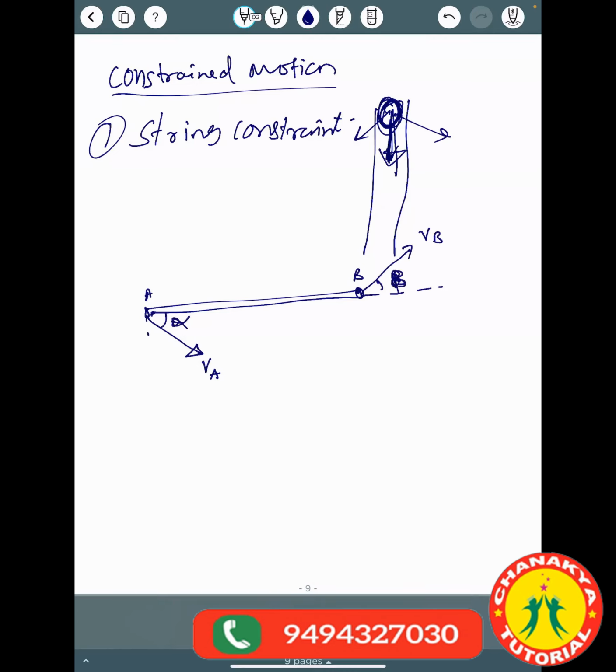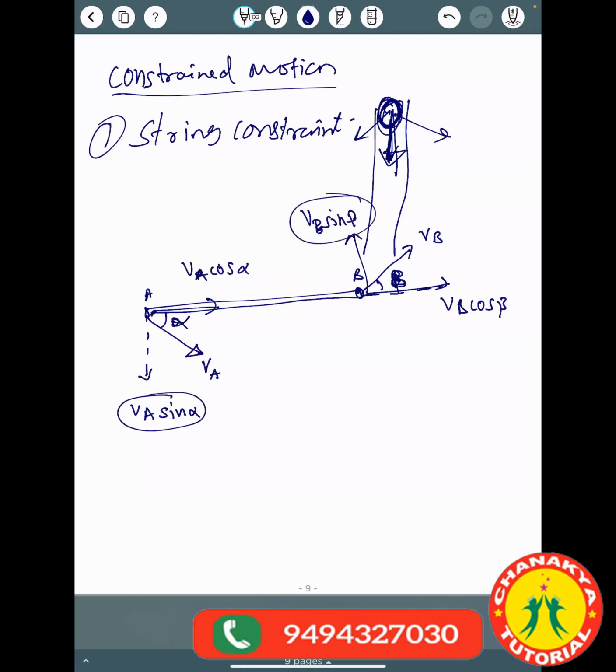So now, guys, what will be this component? VA sine alpha. And what will be this component? VA cosine alpha. Now, here VB cosine beta and VB sine beta. Forget about the perpendicular components. Forget about these two. Just observe the horizontal components. VAH means the horizontal component of velocity of A. That is VA cos alpha.